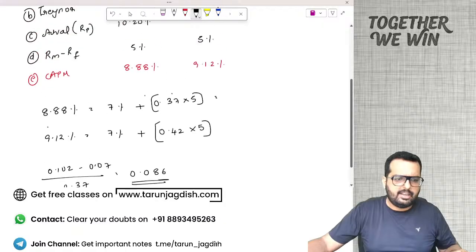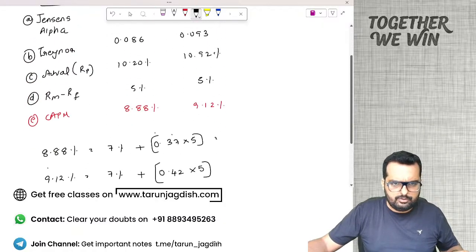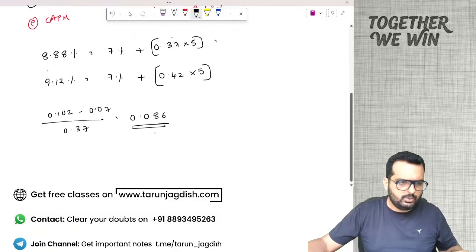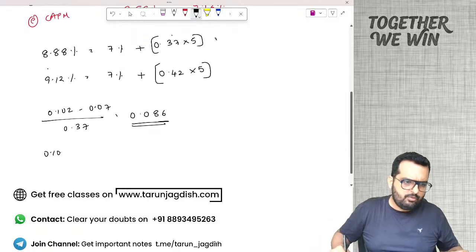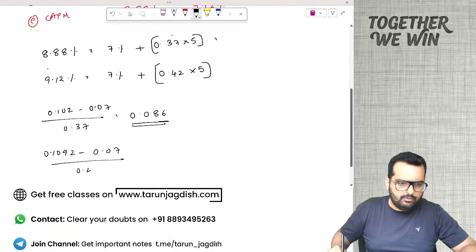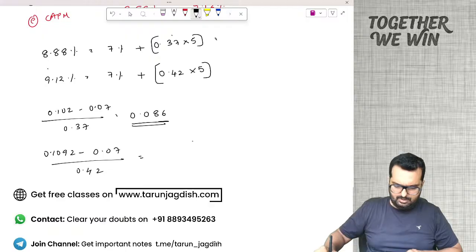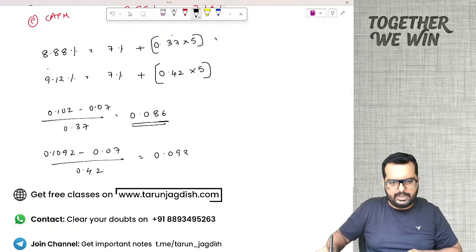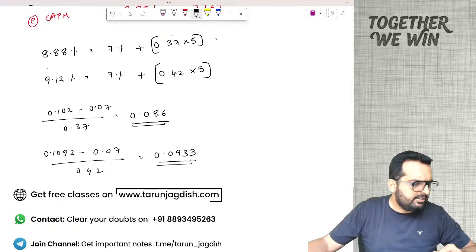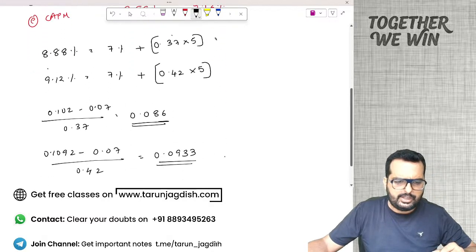Yes. And the second one would be 0.1092 minus 0.07 divided by what is the beta they told? 0.42. You get 0.0933 as the Treynor's ratio. Just cross check. 0.093. Yes.